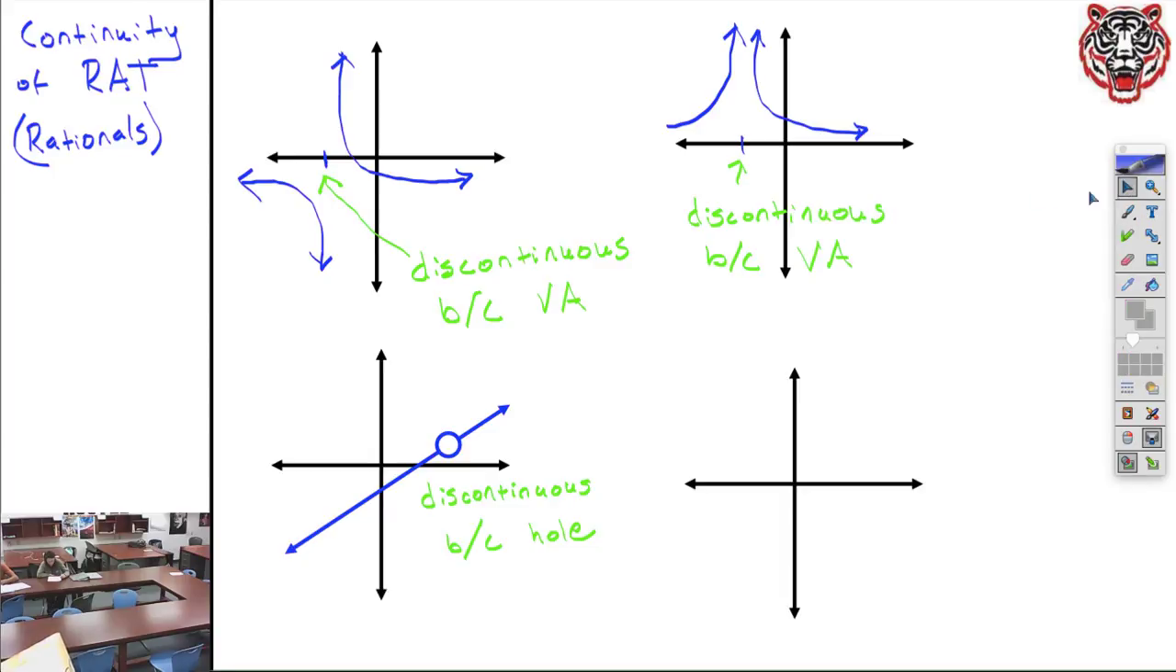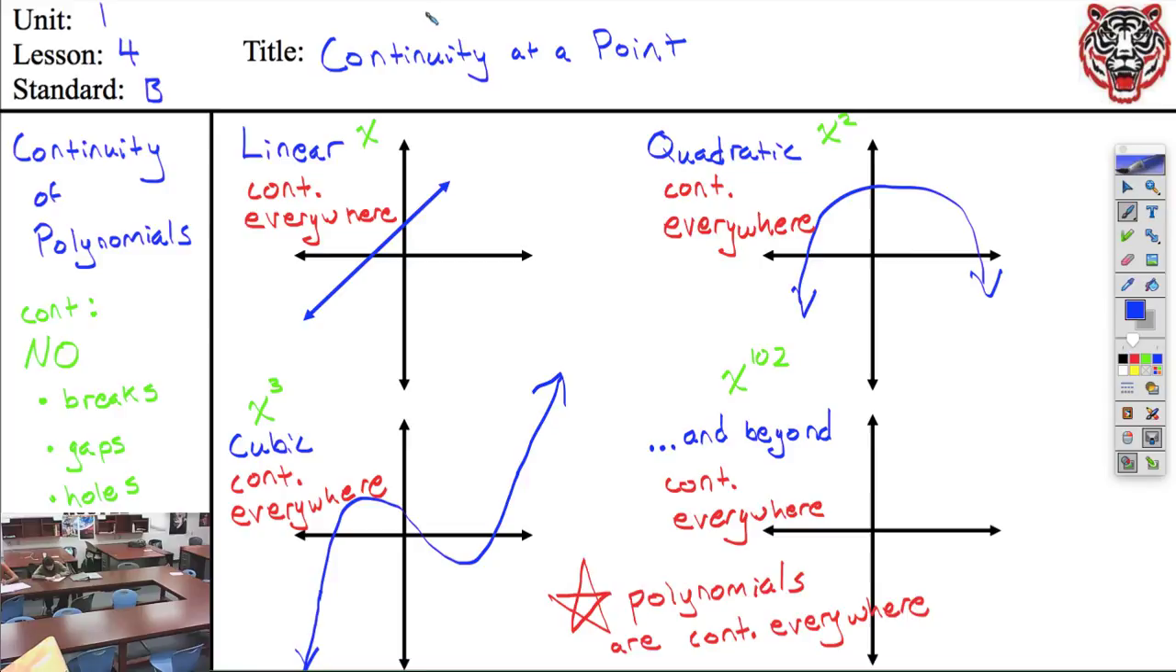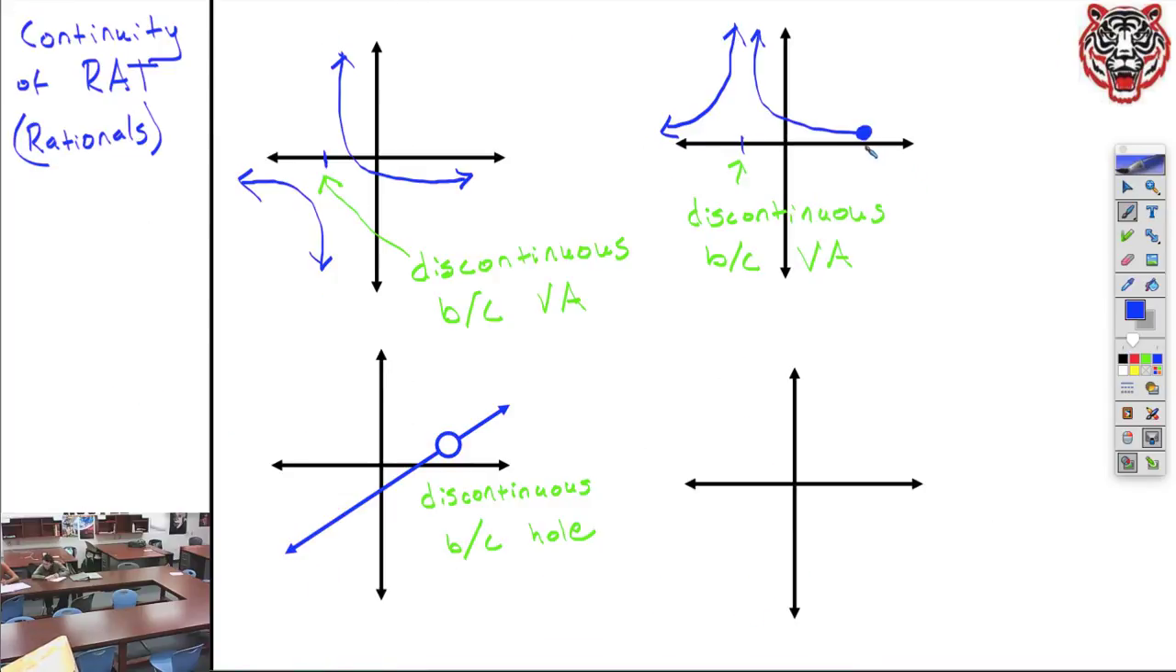And what we can do is we can actually add to this graph up here. We can make it discontinuous for multiple reasons. So remember, breaks, gaps, holes. It's also discontinuous, this second graph up here, right there. So if there's 1, it's discontinuous. You don't need more than 1. But if it's 2, it's like even more discontinuous, I guess. So discontinuous.